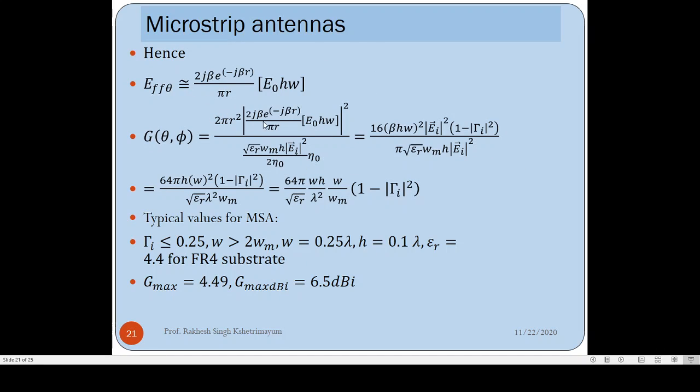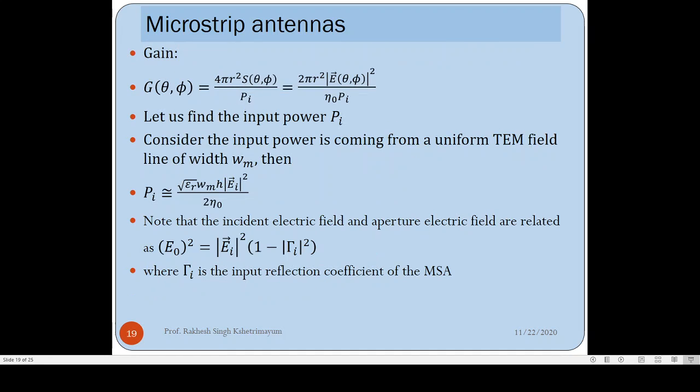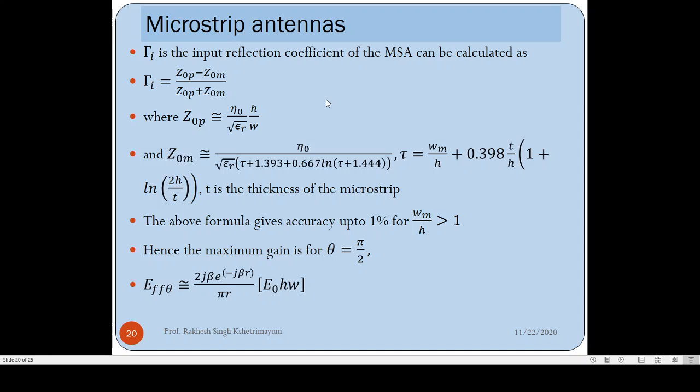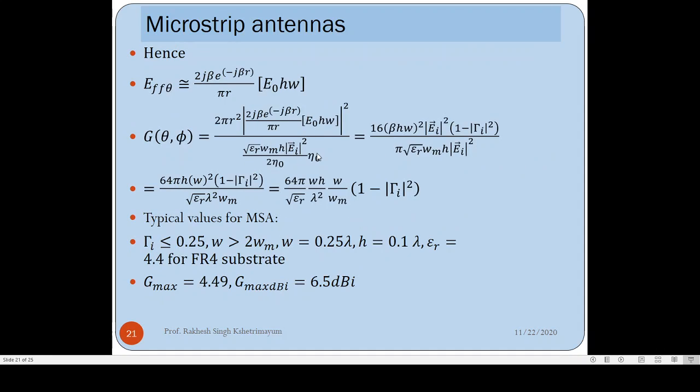So 2 pi r square, this is the E max expression, square of that, divided by P, and you also have eta naught. This is the expression for P. What you can do is you can cancel out many terms here. Eta naught can be cancelled out. You simplify all these terms. Very simple. Finally, what you get is gain is 64 pi by square root of epsilon r, Wi by lambda I square, W by Wm, times 1 minus gamma I square.